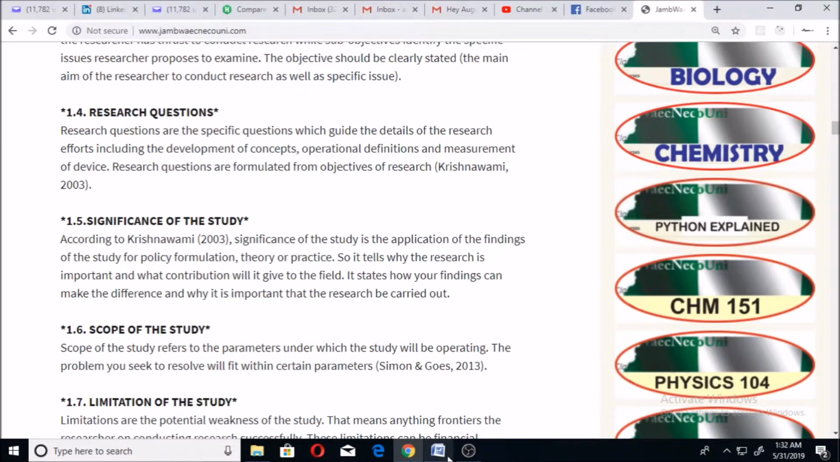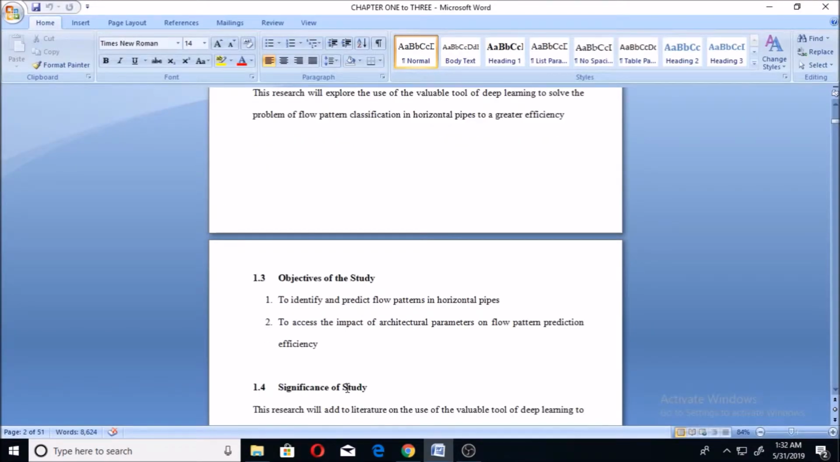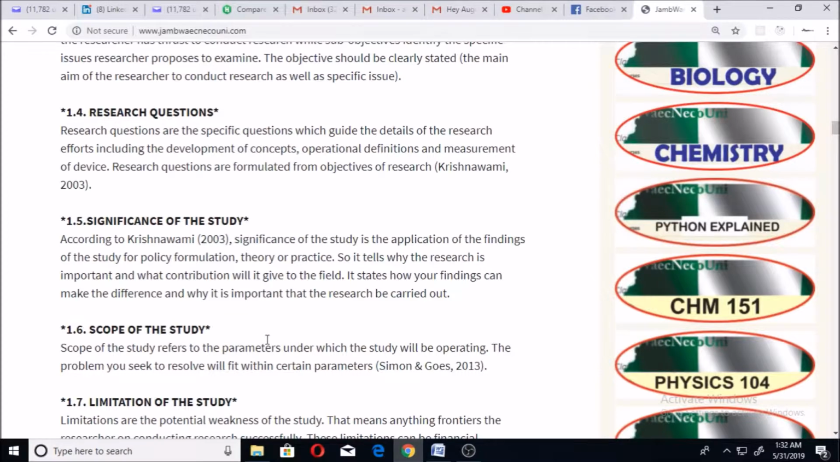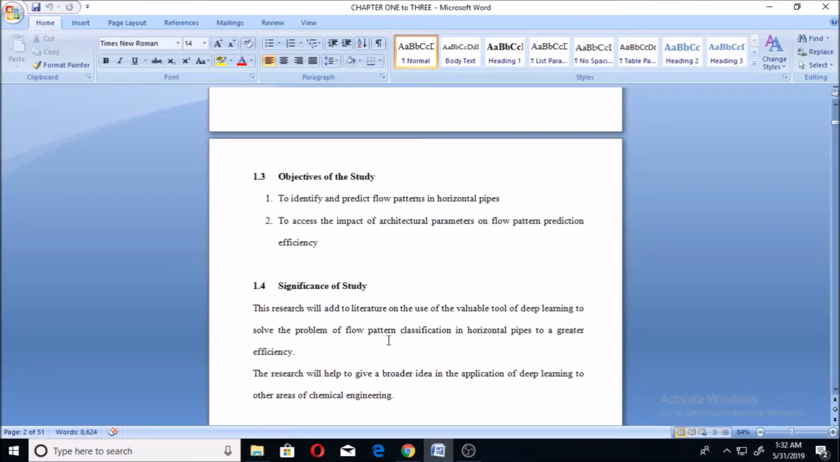Significance of study, which is the next one. I have it here. Here, according to Chris Schwam in 2003, significance of study is the application of the findings of the study for policy formulation, theory, and practice. So how do you use what you've done in your thesis? It tells why the research is important and the contribution it will give the field. It says how your finding can make the difference and why it is important for your research to be carried out, and that is basically what was done here.